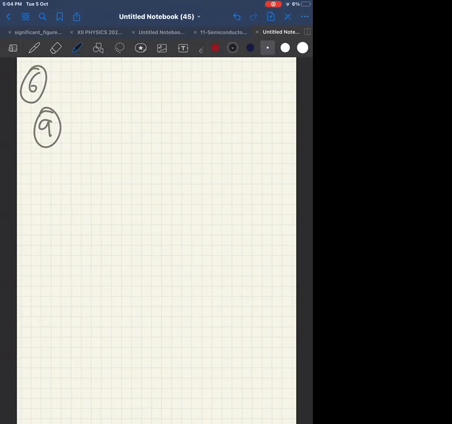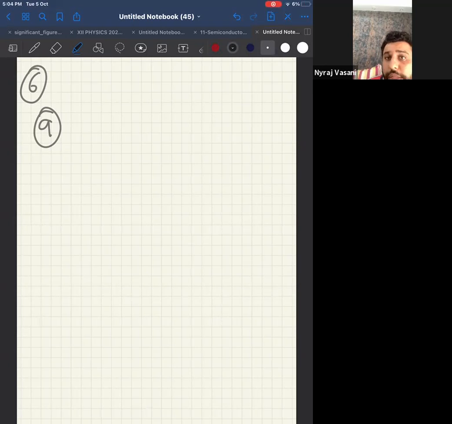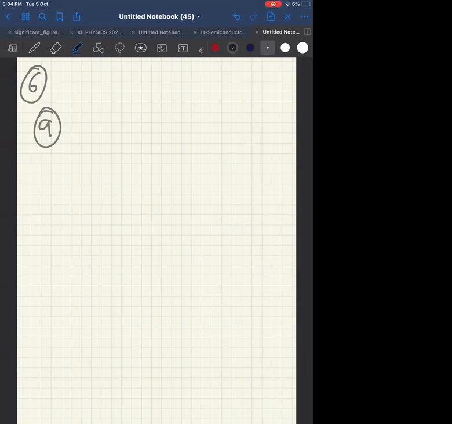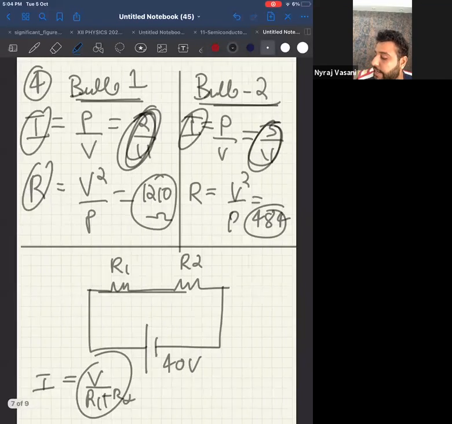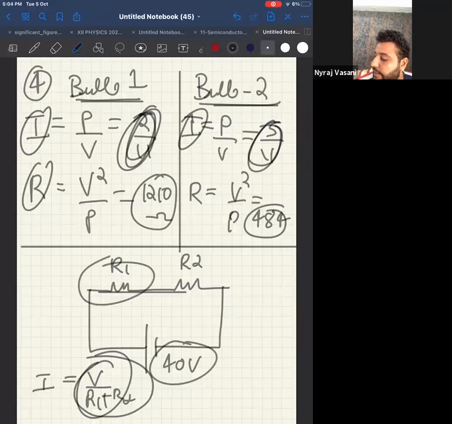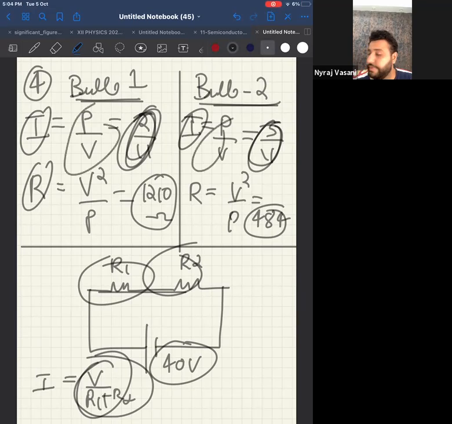In this question, at last we have to check separately. Two answers came, 2 by 11 and 5 by 11, and we have checked that total current is 0.03. So how will we do it? Individual bulb current you can calculate with the power formula. The total current formula will be V by R1 plus R2. V is 40, R1 and R2 we calculate. And the individual current formula is P by V.